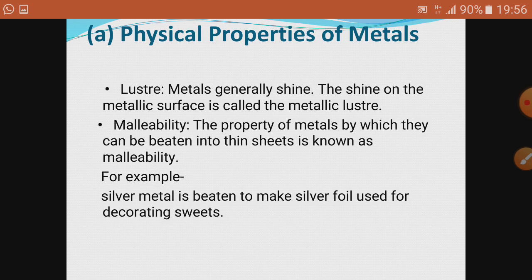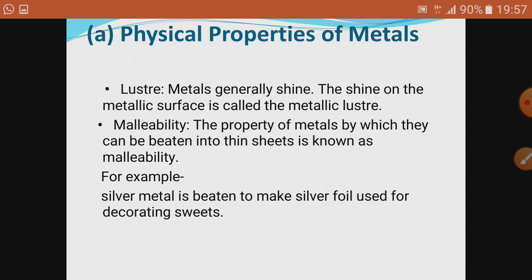For example, silver metal is beaten to make silver foils. And same way, you have seen the aluminium foil also. Aluminium foil is used for wrapping the food items, and silver foil is used for decorating sweets. So how are silver metal and aluminium metal capable of turning into foils? How can we turn them into foil?